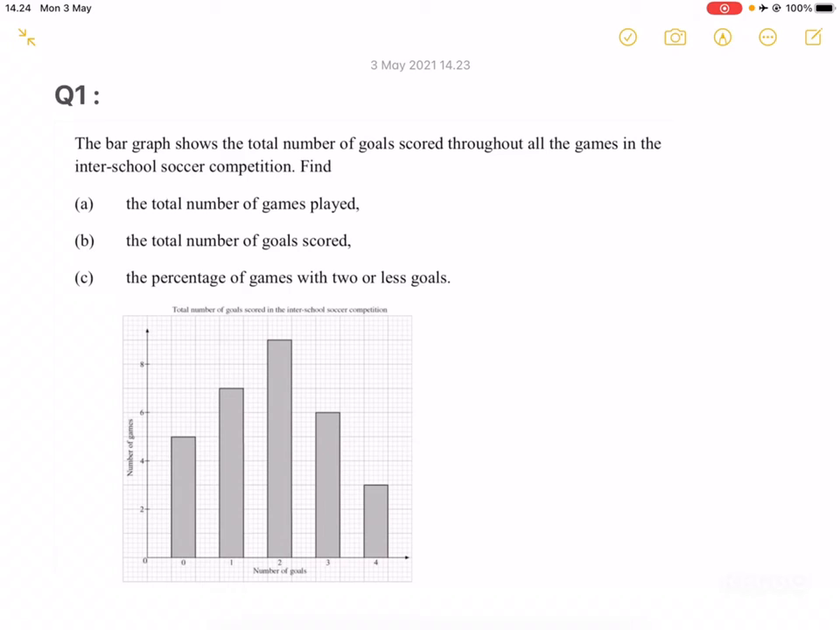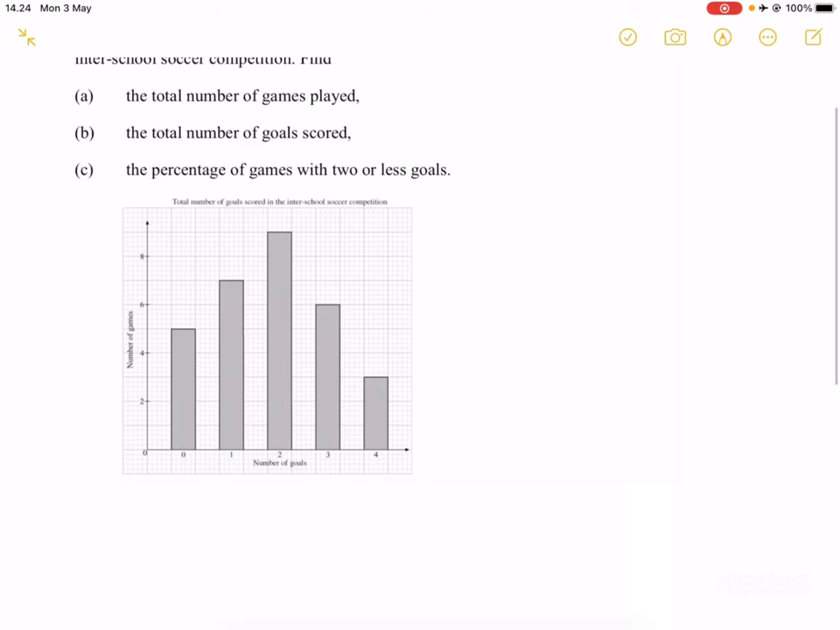Today we're going to look at more simple statistics and data example problems, which are mainly about bar graphs, line graphs, and pie charts. So here's question 1, which is pretty simple. It is about bar graphs, which shows the total number of goals scored throughout all the games in the inter-school soccer competition.